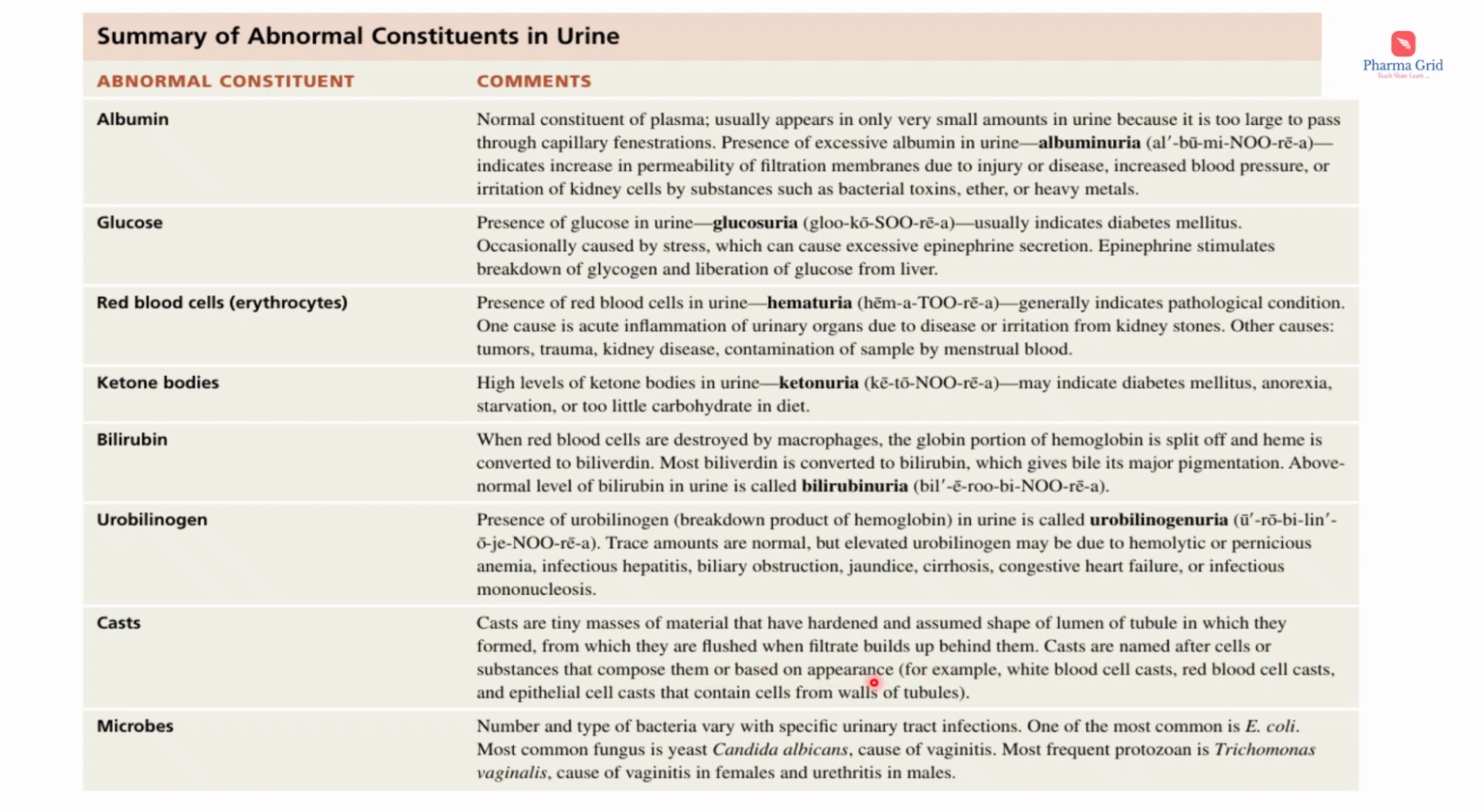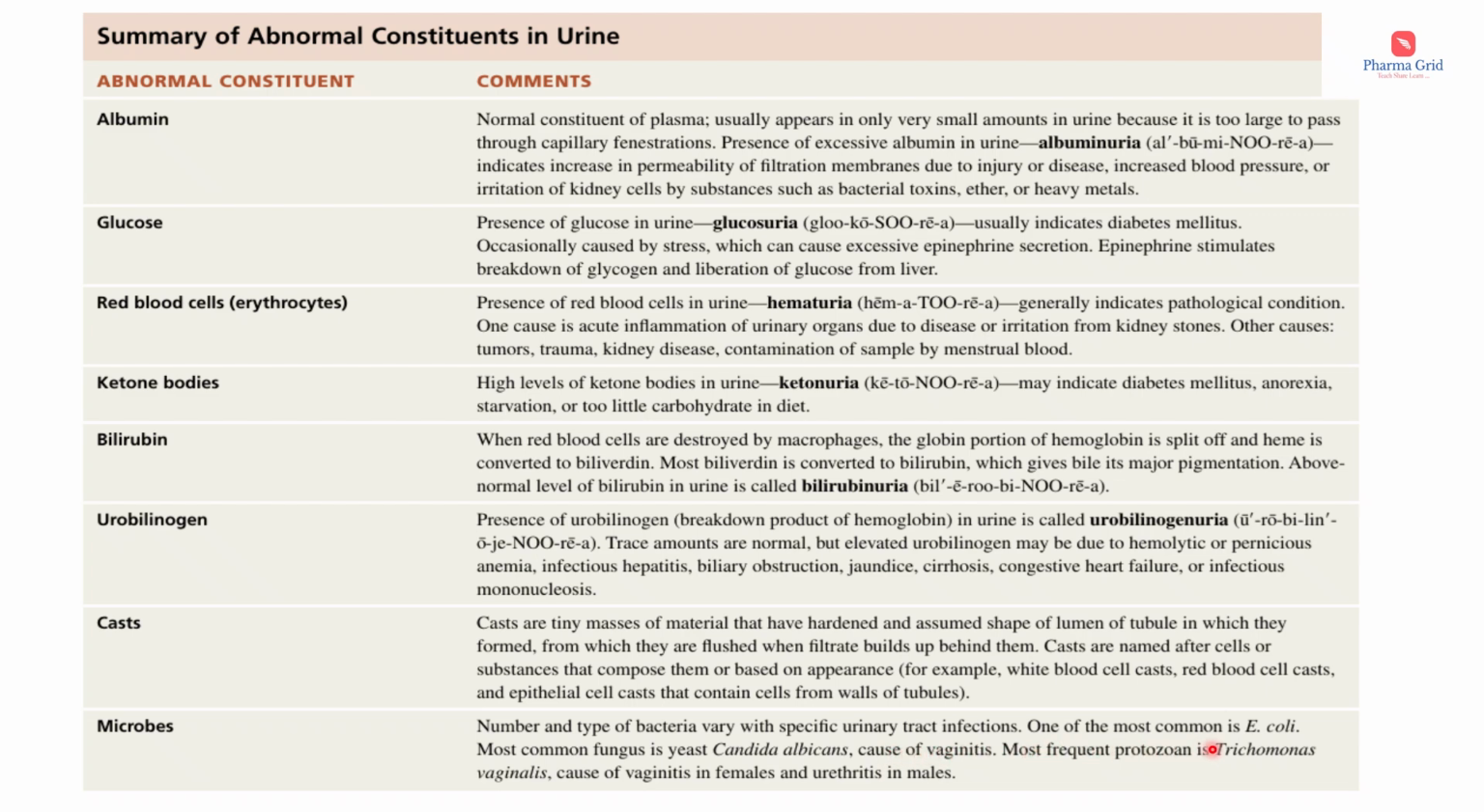Casts are named after cells or substances that compose them or based on the appearance. For example, white blood cell cast, red blood cell cast, that is WBC cast, RBC cast, and epithelial cell cast that contain cells from walls of the tubules. Then microbes. Number and type of bacteria vary with specific urinary tract infections.